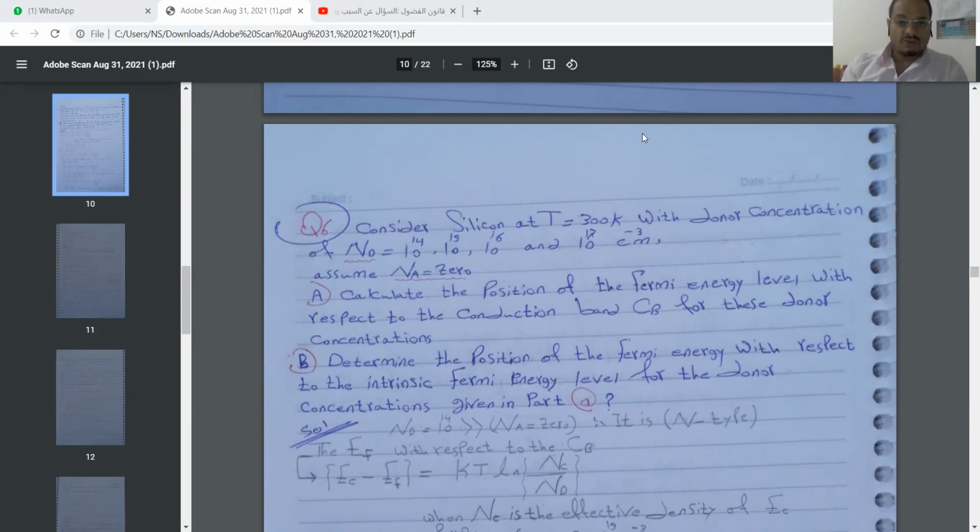Today we'll try to solve this question. I think it will be the easier one. Let's start to solve it.